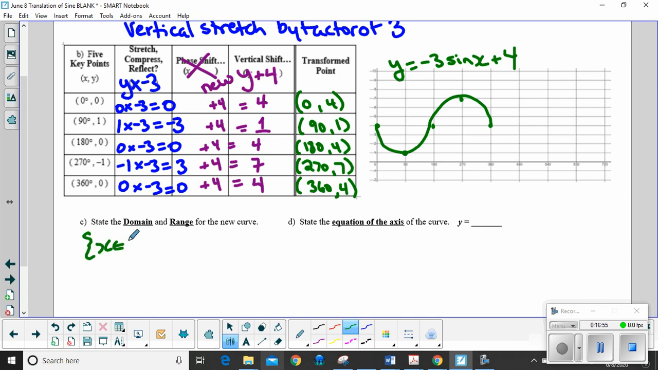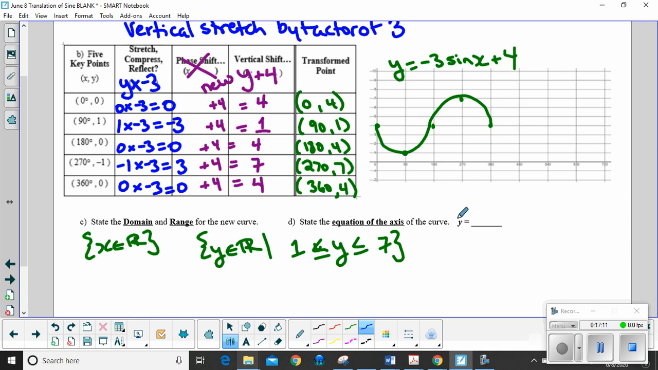Domain, x is any real number. Range, y is any real number such that our minimum is at 1, less than or equal to y, less than or equal to the maximum, which was 7. And our equation of the axis, so we had a c value, so y is now equal to, what was my c value? 4. And if we look, that's where all of those little 0 points are. They're all going through y equals 4. Right? That's that number.